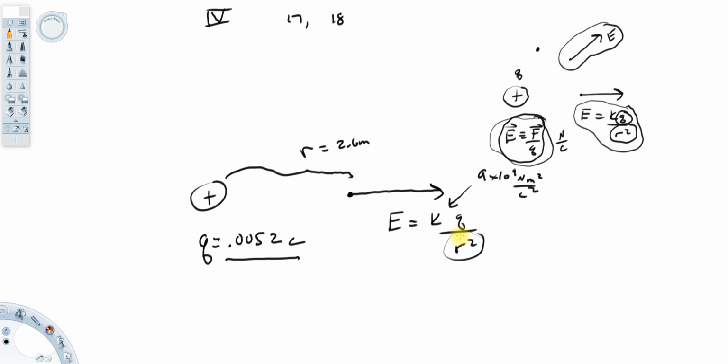What magnitude point charge creates an 18,000 newton per coulomb field at a distance of 0.25 meters? So I'm just going to use my same picture. The only difference is that the charge is not known in number 18. This is the unknown.